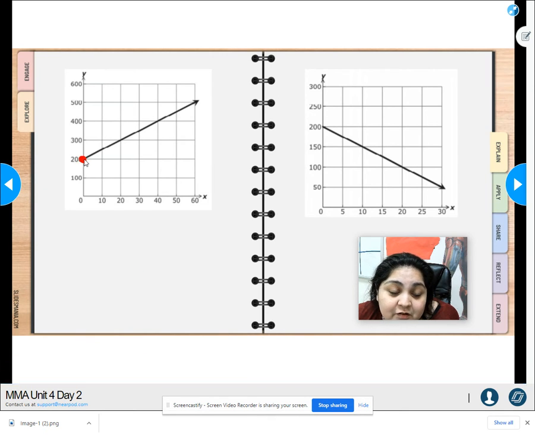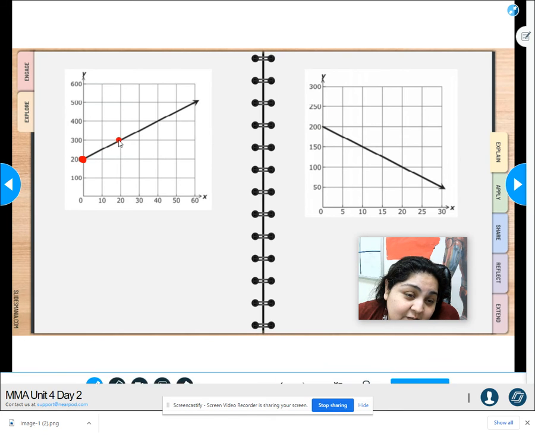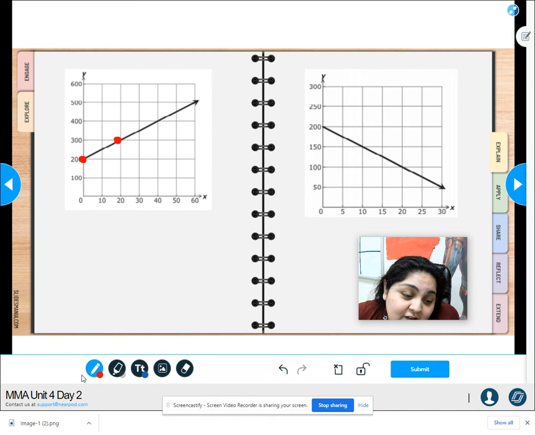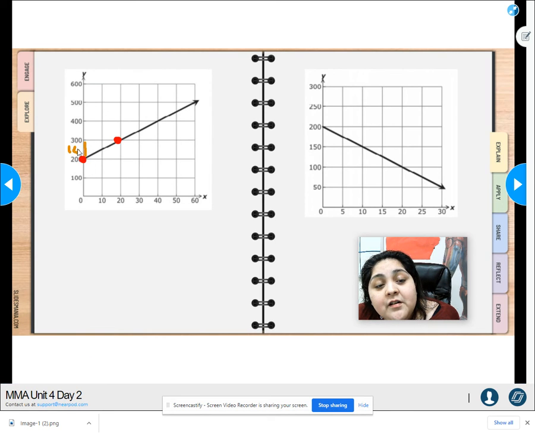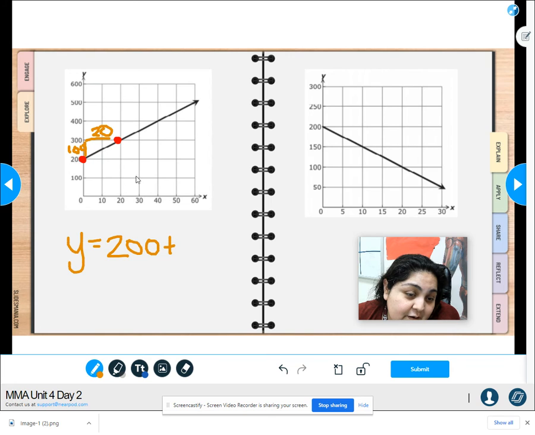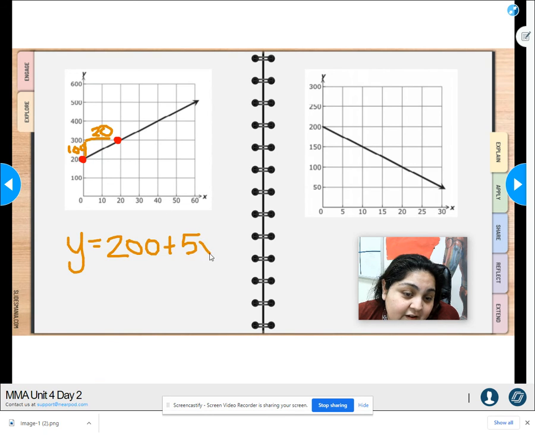So we started at 200. We follow the line. This one looks okay. All right. So we decide what the rise over the run is. Up 100 over 20. So y equals 200 plus 100 divided by 20 is 5x.